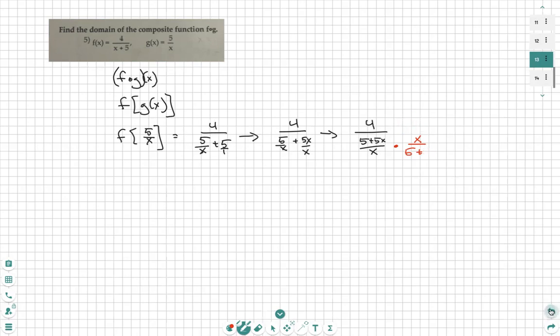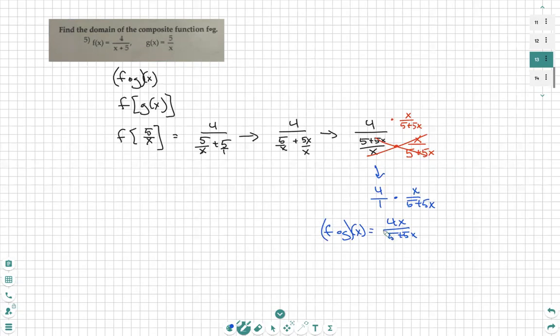Let me rewrite that so it's just a little neater. So the denominator will now just cancel. And if you need to, rewrite the numerator as 4 over 1 times x over 5 plus 5x. This will give us 4x over 5 plus 5x. And that is our composite function.